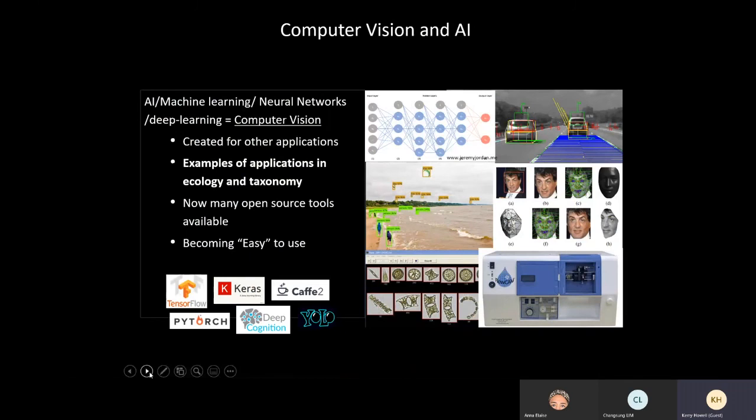So computer vision and artificial intelligence offer a complementary way of analyzing imagery and video. Now, this is not a new idea. We use computer vision and AI in lots of areas of our lives. I think the most obvious are things like self-driving cars and facial recognition software, but we do use it increasingly in ecology and taxonomy, particularly in plankton identification. There are now many open source tools available, things like TensorFlow, Keras, PyTorch, Deep Cognition, YOLO, and others. They're becoming easier to use, although they still require a good knowledge of programming.